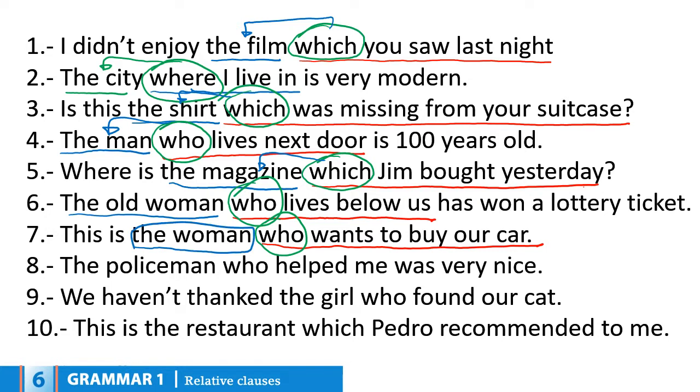Number 8. The policeman who helped me was very nice. So we've got who helped me, then who, which is the pronoun, and the policeman. It is the subject. Number 9. We haven't thanked the girl who found our cat. So who found our cat is the relative clause, then who, and the girl is the word related to who.